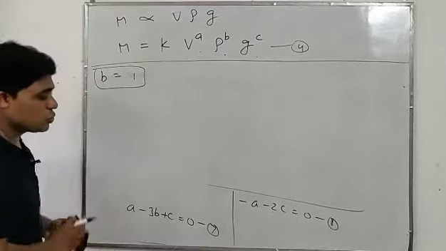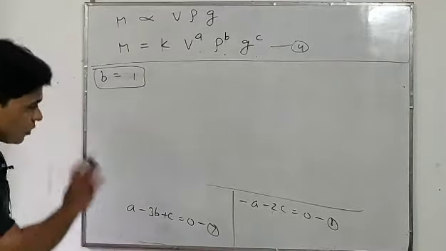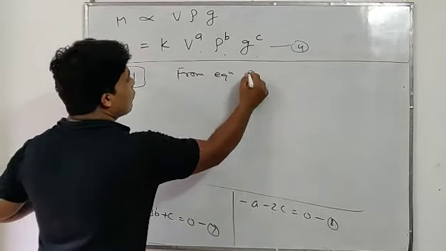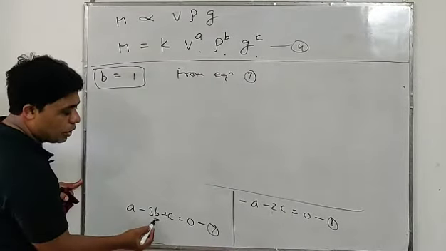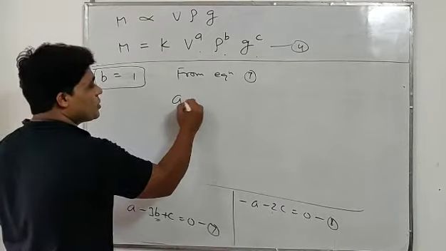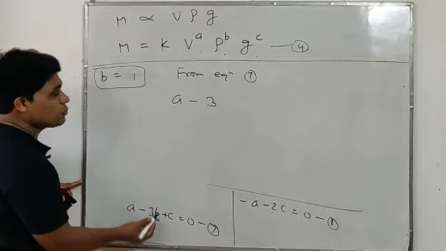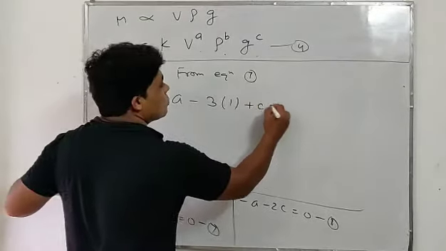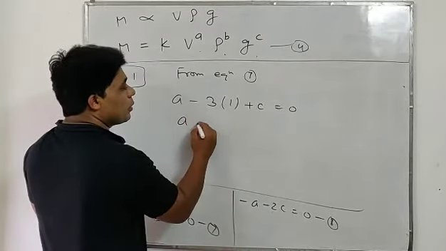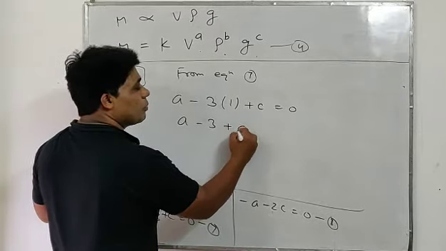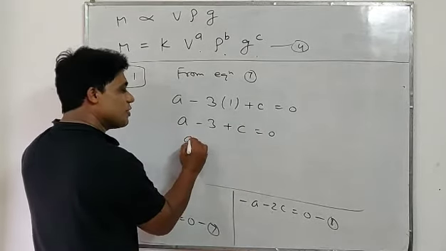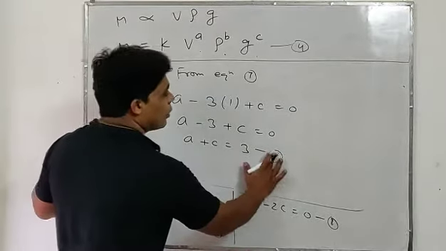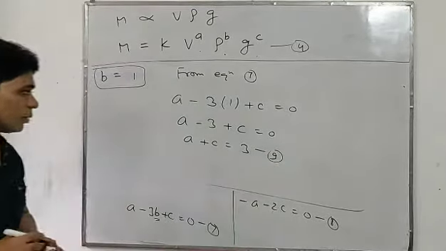Now students, using 7th and 8th. First of all, what will we do? From equation 7, here we will put the value of b. a as it is, 3 as it is. What is b? b is 1. Plus c equals 0. So a minus 3 plus c equals 0. That gives a plus c equals 3. Equation 9.